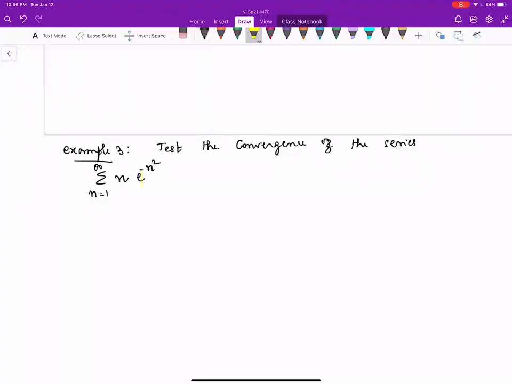Anytime you see e to the exponent of something or ln, one of the options for the test is the integral test. So here we have recognized that the integral test can be applied. We write that down.